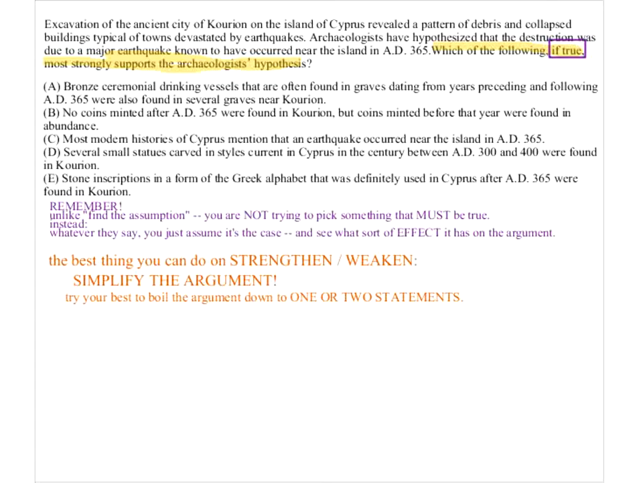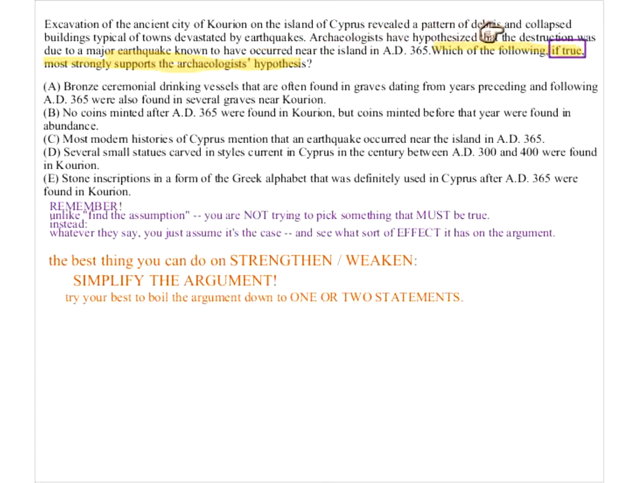This can be hard, but this forces you to figure out the crux of the argument. It forces you to figure out what the actual true emphases are in the argument. Let's try to do that here. Because all these statements about excavation, we don't really care about excavation. Excavation of the ancient city of Korean revealed a pattern of debris and collapsed buildings, typical of towns devastated by earthquakes. What does that basically mean? That basically just means, okay, we know that Korean was destroyed by an earthquake.